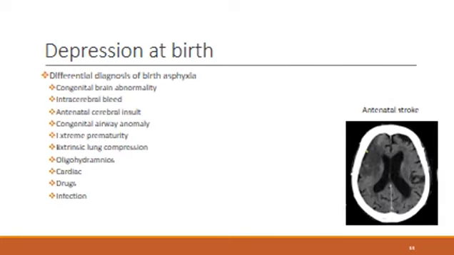The differential diagnosis of birth asphyxia is quite extensive. So with a brain sonar, for instance, you can exclude congenital brain abnormalities or intracerebral hemorrhage. You can look for antenatal cerebral insults like antenatal strokes. And then you can look at all the other factors that you can exclude, and just a special mention again of infection. So you have to rule out meningitis, and these babies should probably all receive a lumbar puncture.